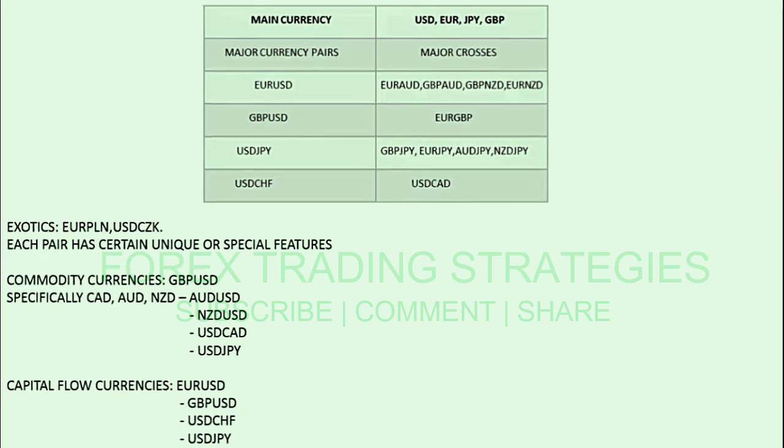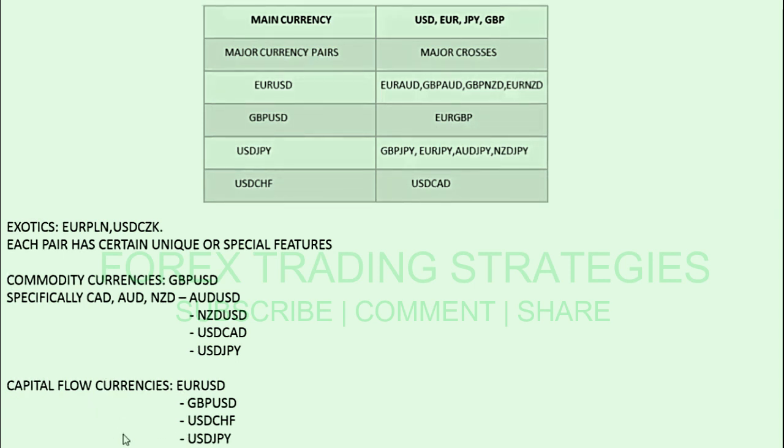So now if you take a look at commodity currencies, meaning your AUD dollar, your New Zealand dollar, your US dollar CAD, these are commodity currencies, specifically CAD, AUD, NZD. And now if you look at capital flow currencies, meaning your Euro US dollar, your Pound dollar, your US dollar Swiss franc, and your US dollar Japanese yen, these are your capital flow currencies. These ones are moved by commodities, and these ones are moved by capital flow.